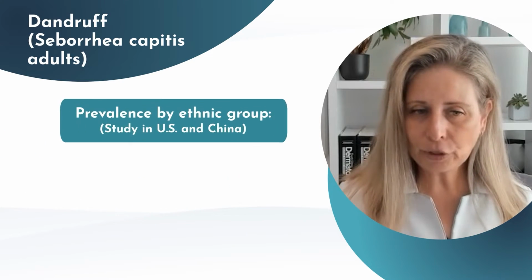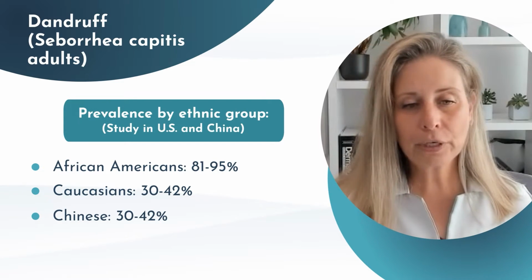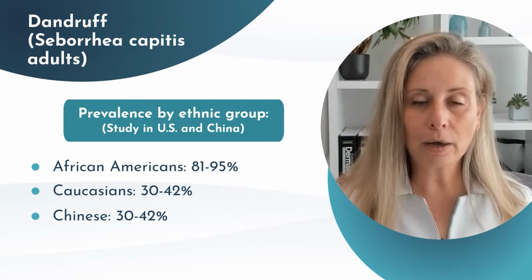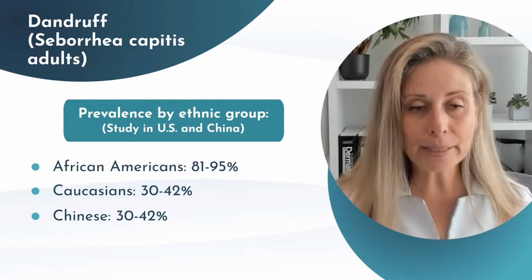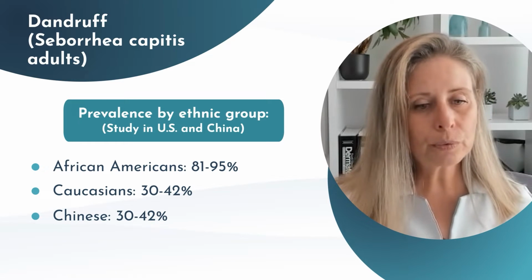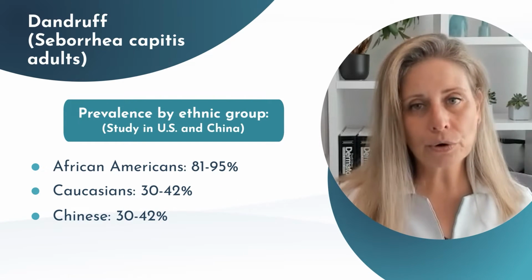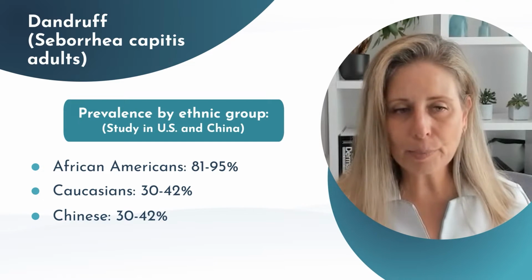In terms of ethnic groups, there was a study done in the US and a study done in China. African Americans, the rates of sebderm, Seb capitis, were anywhere from 81 to 95%. Caucasians, it was 30 to 42%. And in the study done in China, it was 30 to 42% of that Chinese population.